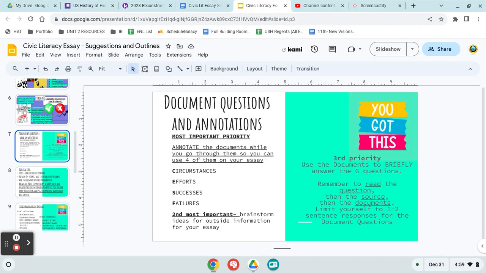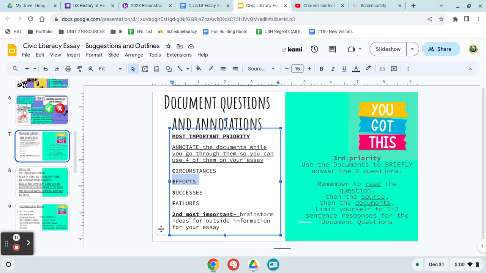So what is important when it comes to the document? Well, the most important priority is annotating the documents while you go through them so that you can use 4 of them on your essay. You don't need all 8. So you want to annotate the documents, and you want to really ask yourselves, can I use this for the circumstances? Can I use this for the efforts? Or maybe this is another effort I can use for my second effort. Is this a successful impact? Is this a failure or creating a negative impact on the country? You really want to focus on this while you are reading the documents. And that's why in a second, we're going to go through the annotation for this.